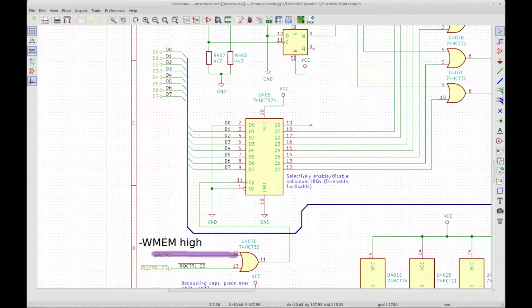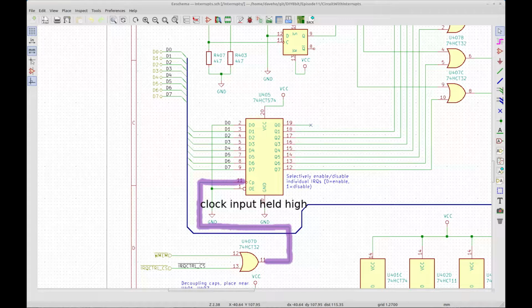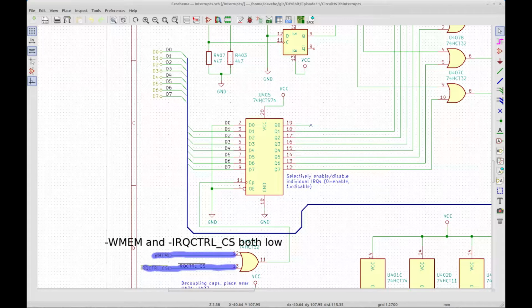If either the memory write signal or the chip select signal is high, meaning that it is not asserted, then the output of the OR gate will be high. In this state, the mask register ignores the values on the data bus. When both the memory write signal and chip select signal are low, meaning that they are asserted, the output of the OR gate will be low.